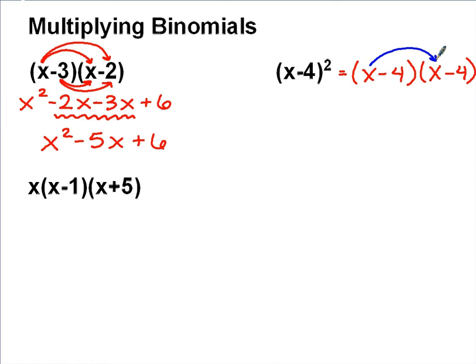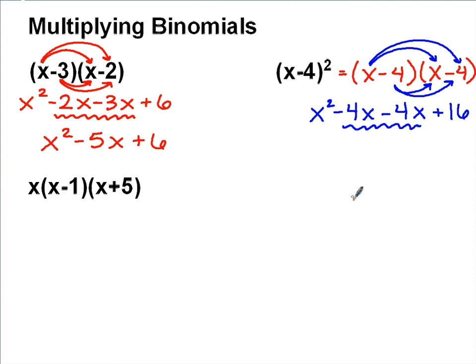Okay, and then we would go through the same process that we just did on this last problem, which is to take this x and multiply it by both things in the other binomial. Go ahead and get x times x, or x squared, x times negative 4, or negative 4x, and then we're going to take this negative 4 and multiply it by both things in the other binomial. We've got negative 4 times x, or negative 4x, and we've got negative 4 times negative 4, or positive 16. Again, we have some things that happen to be like terms, these minus 4x's, so we can combine those to x squared minus 8x plus 16.